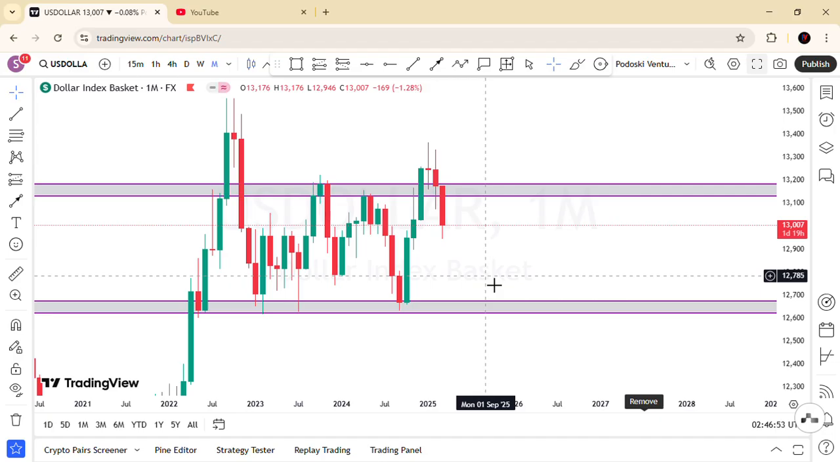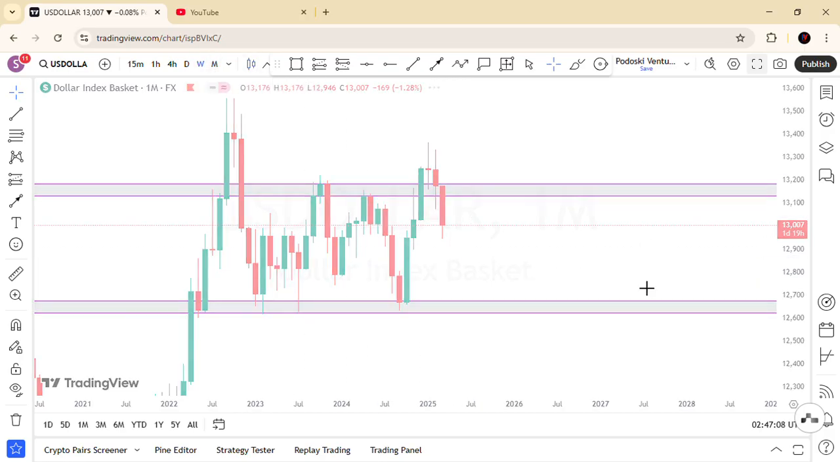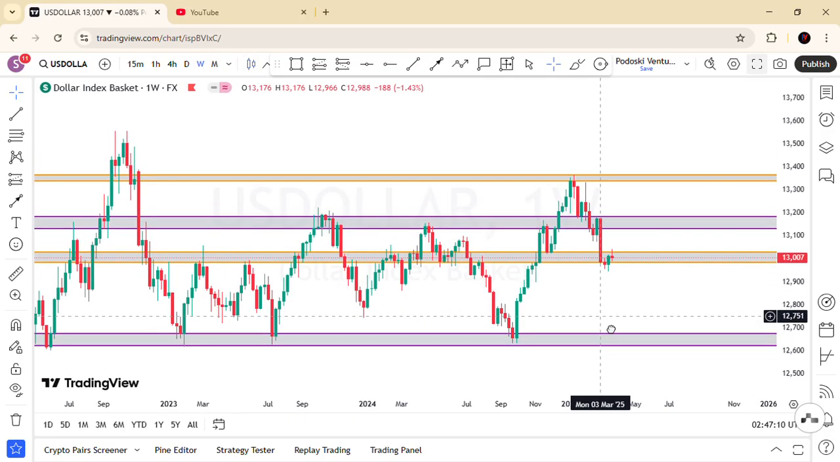With that being said, we go to the lower time frames and look for selling opportunities only, because we are swing traders and we want to trade the direction of the market. So let's go to the weekly time frame and see what we can get there.